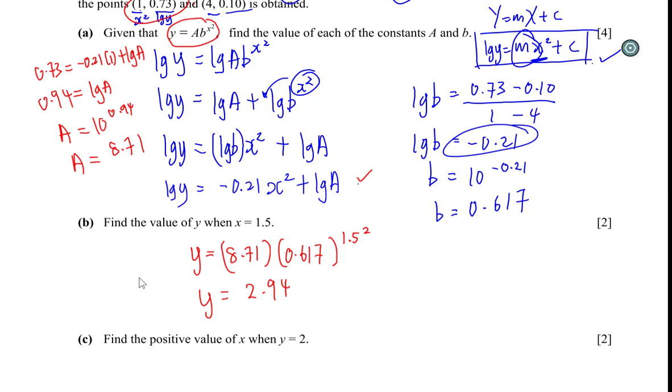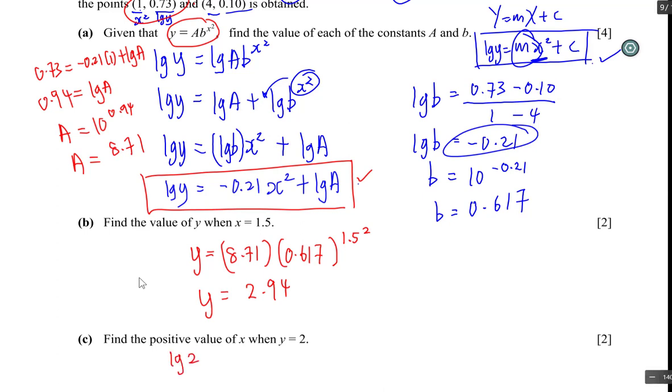Yep. They can accept any value between 2.9 to 3. So 2.94 is fine. Next, find the positive value of x when y equals to 2. For this one, because x is a power, I use back the linear log equation. It seems easier for me, so I don't need to log again. You can use the original equation and then add a log, you still get back the same thing. But I think using this one is easier.